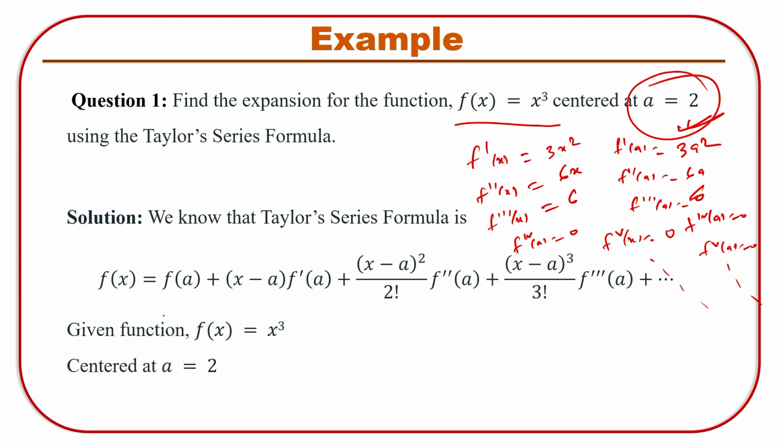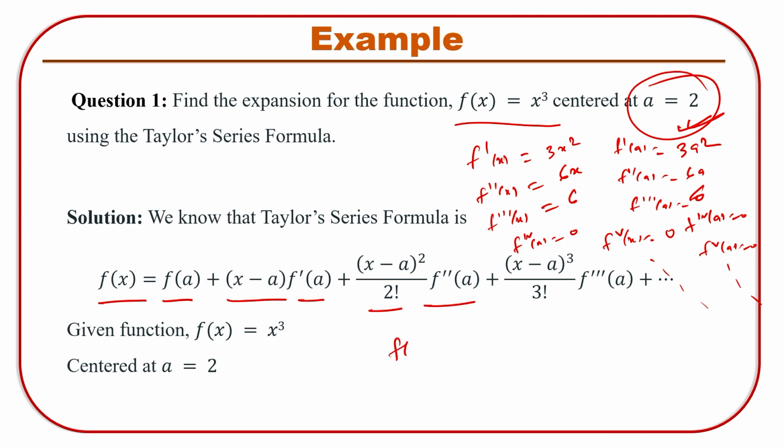So, f(x) can be written as f(a) plus (x minus a) f'(a) plus (x minus a) whole square by factorial 2 f''(a), and so on. So, what is f(x)? f(x) equals x cube.